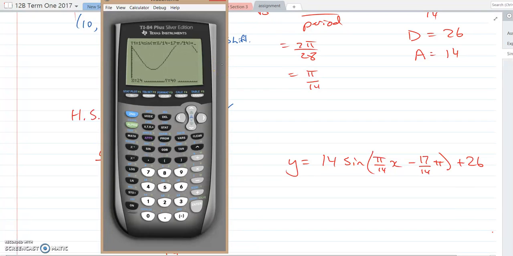So just remember, your sine curve may continue on, you may have multiple periods, you've just got to work out what the period is, and so on. Okay, done.